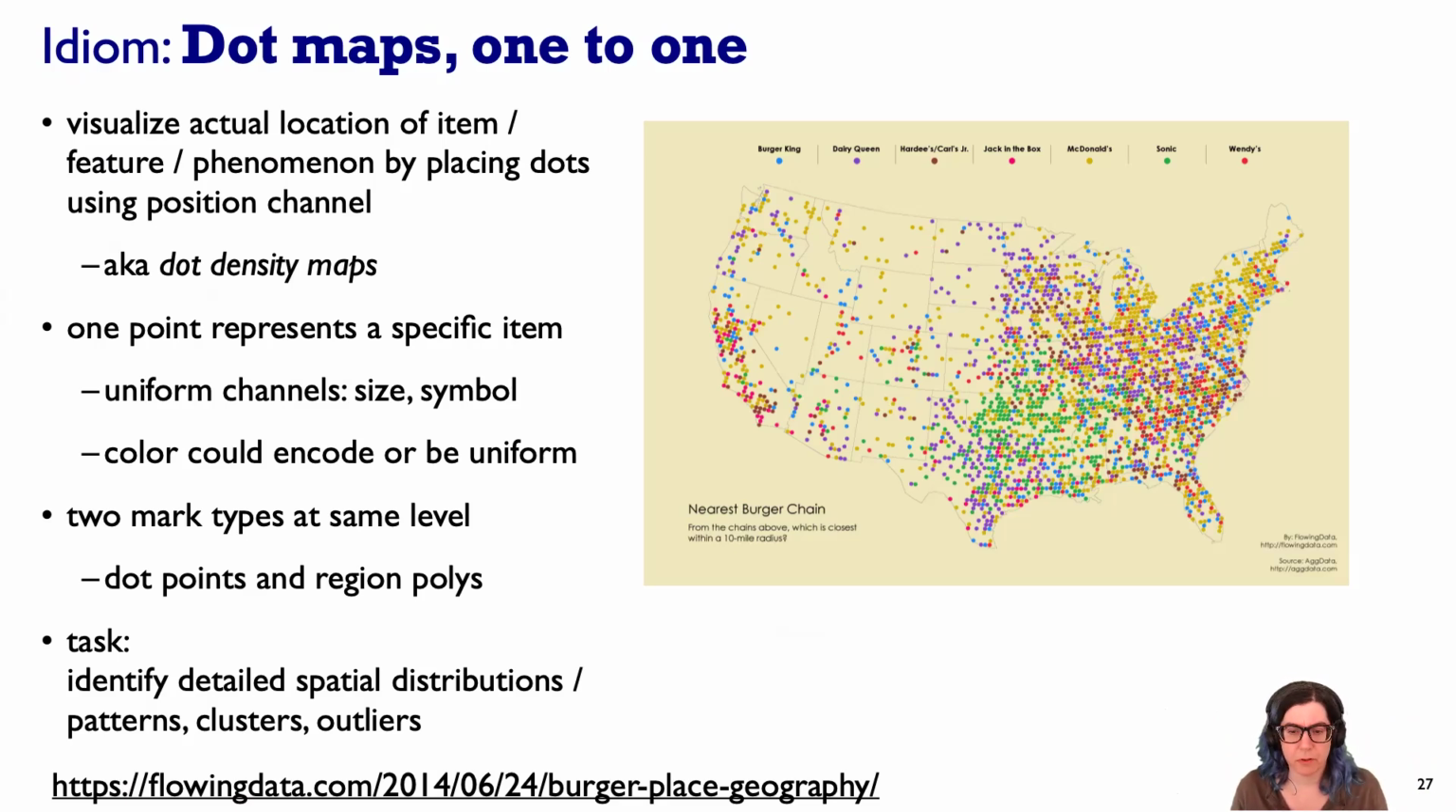So what people typically do for this is showing, the example is showing the nearest burger chain from a set of 2, 4, 6, 7 options. The task is to do things like identify distributions that are spatial and identify patterns or clusters or outliers. And we can do all these things from this map.